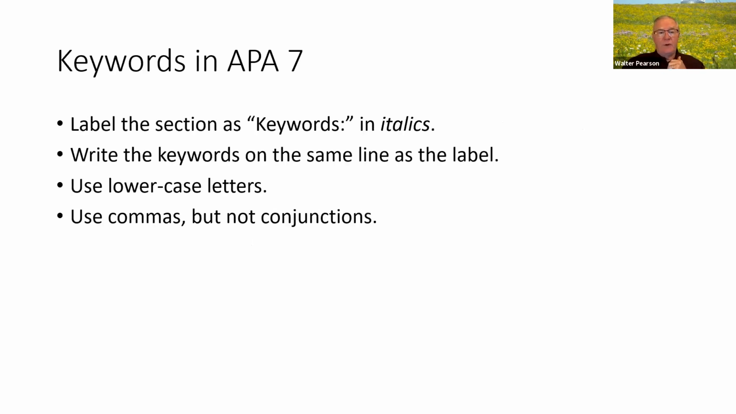That's the abstract. And then keywords, you write keywords in italics, and we're using 5 to 6 keywords. These are written on the same line as the label, using lowercase letters, with commas but not conjunctions. Okay, those are the keywords. That is very useful for people being able to find your article in the research databases.